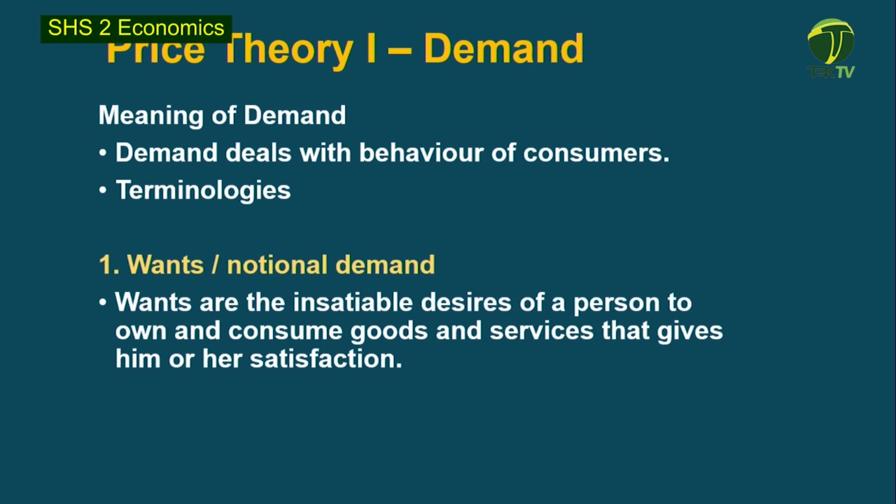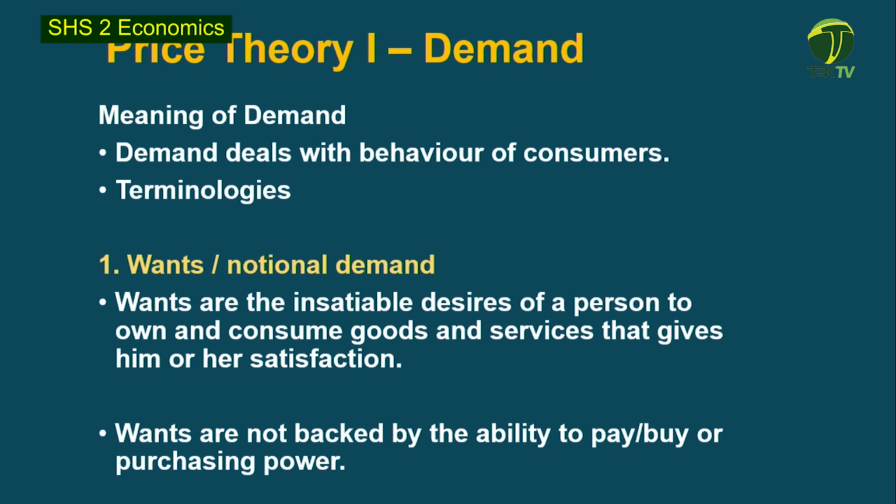The first one is wants, or what we normally call notional demand. Wants are basically insatiable desires of a person to own and consume goods and services that give him or her satisfaction. So the desire to possess something that will give you satisfaction is what we call a want. It must be noted that wants are not backed by the ability to buy or the purchasing power.